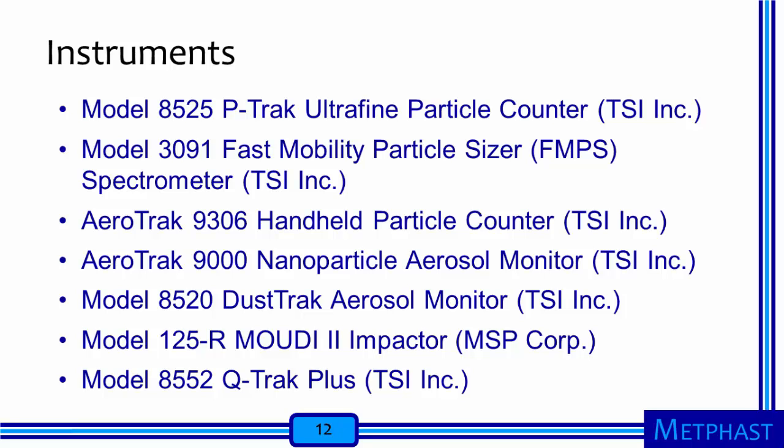A Moody cascade impactor was used to sample particles onto substrates that were subsequently observed in a scanning electron microscope, or SEM, to determine their morphology. As I mentioned previously, the Q-track was used to measure temperature and relative humidity inside the granulator enclosure.